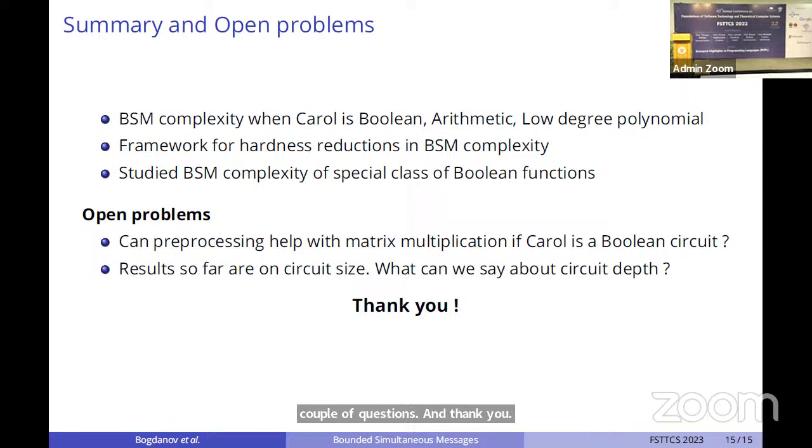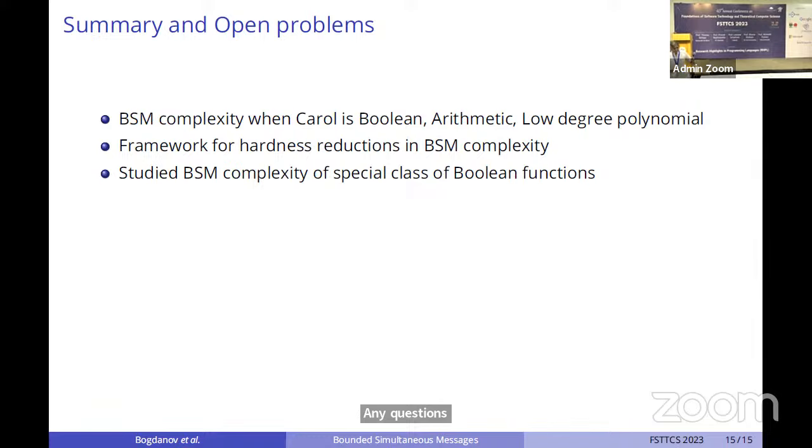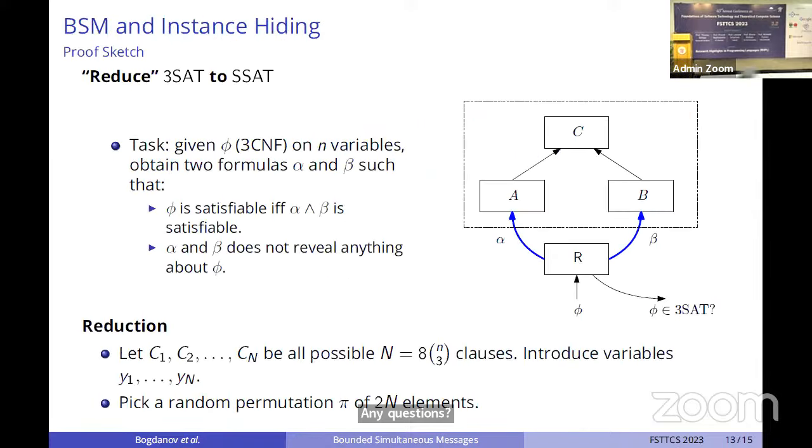Any questions? Is there anything you can say for something simpler like polynomial multiplication with pre-processing? In the sense that without pre-processing, we can do it in n log n time, but is there pre-processing that allows us to do it faster? I haven't thought about it. I don't have an answer currently, but thanks. Good question.